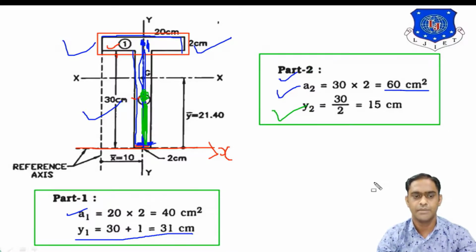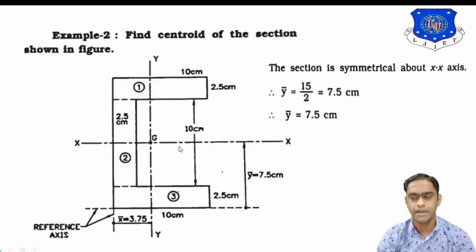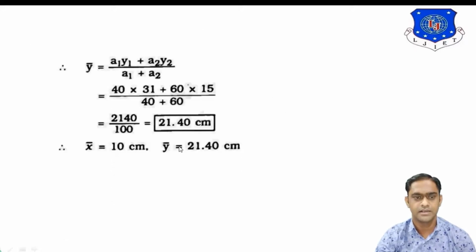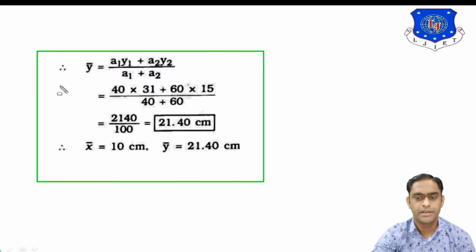Now, let us check what happens with the y bar. Here it is the calculation of y bar. For the y bar, the formula is y bar equal to a1y1 plus a2y2 upon a1 plus a2. By replacing the values from the table earlier, part 1 and part 2, you will get the answer: y bar is equal to 21.40 centimeter.